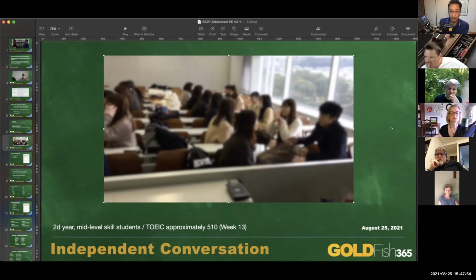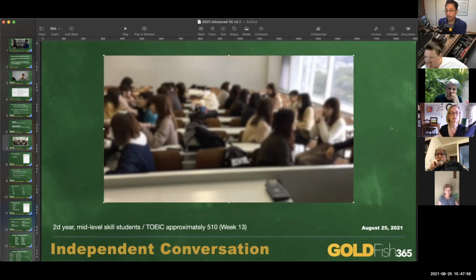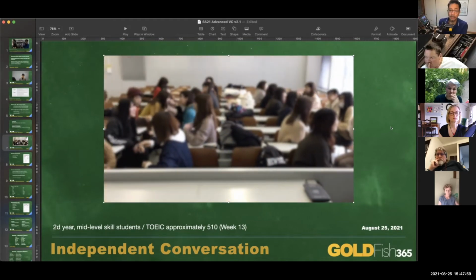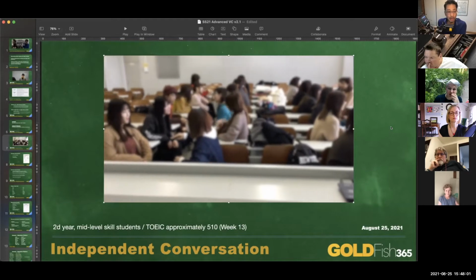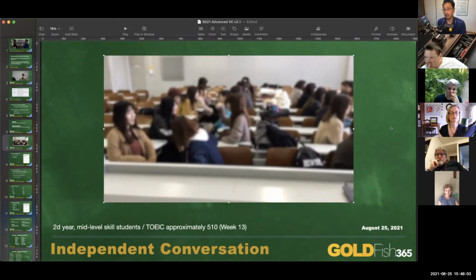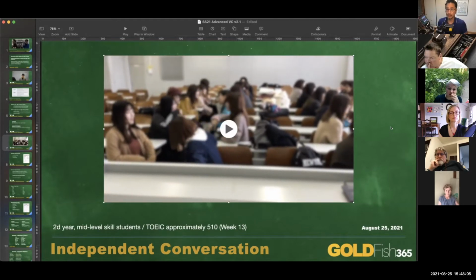They're animated, they're gesturing, they know how to give and take in a conversation. They don't need questions to come up with a response. They're basically having independent conversations. This was the stage that they get to in the first semester at approximately week 13, which is the weeks before we get the final practice and eventually to the test.